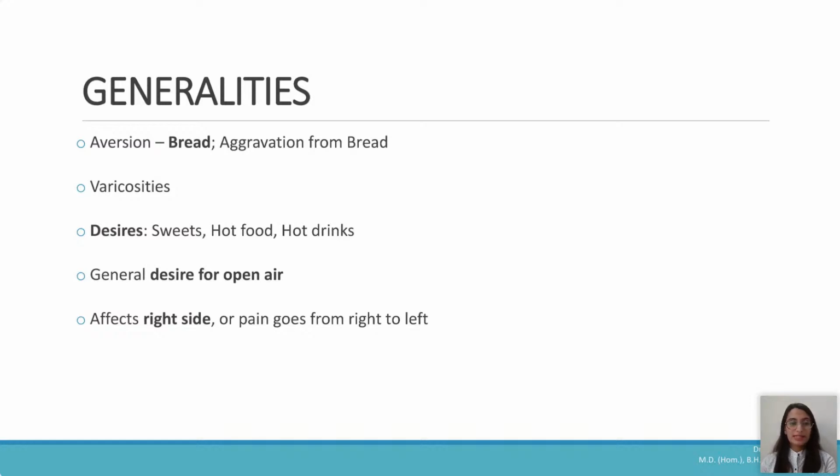Next general feature is the desires. The desires that they have are for sweets. They love sweet foods, hot food, and drink. Now, a Lycopodium individual will be among those people in the entire group who can finish a hot cup of tea, coffee, or milk first. So they desire hot food and hot drinks. Even while having lunch or dinner, they make sure that the food is warmed again. They like hot food and hot drinks.